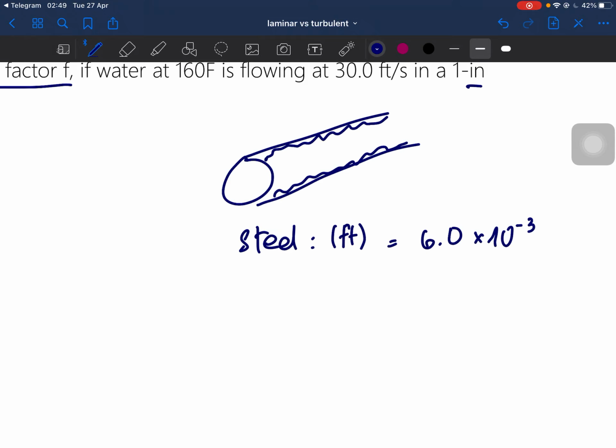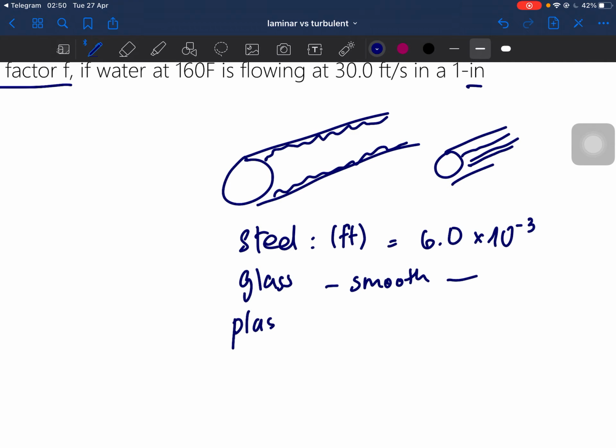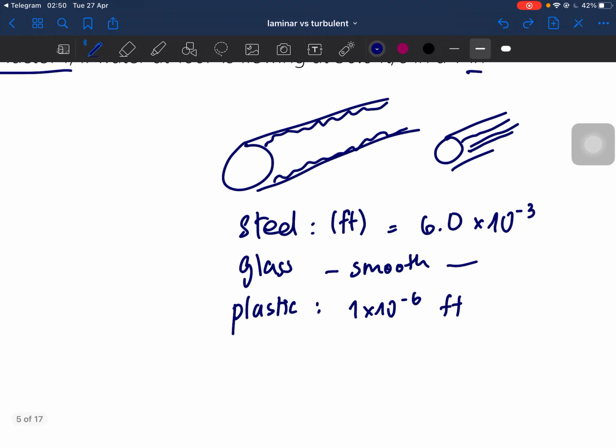Glass is smooth. If it's a glass pipe, it is smooth. Nothing is going to hinder the flow. I wonder how we can use glass pipe in designing, so it's like perfect. Even though plastic you can see as a perfect material, plastic also has a roughness. It's 1 times 10 to the minus 6. It's close to perfect because this is very small, but there's still some roughness there.